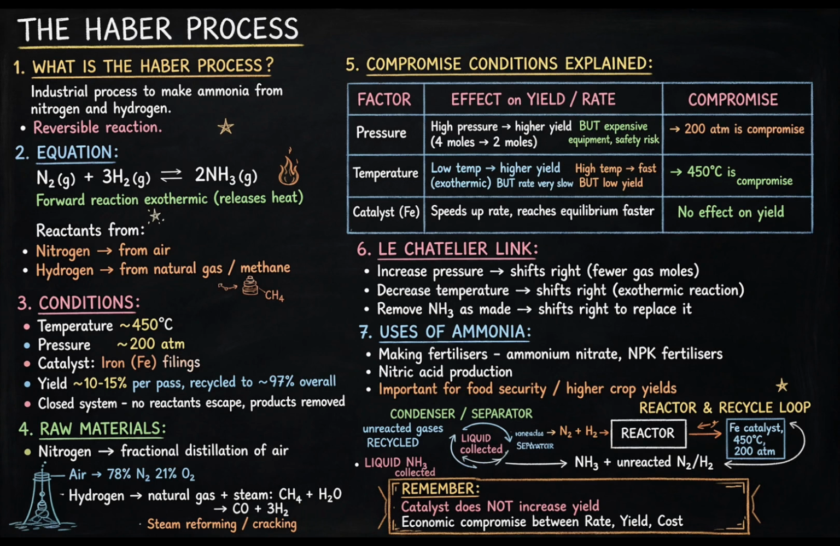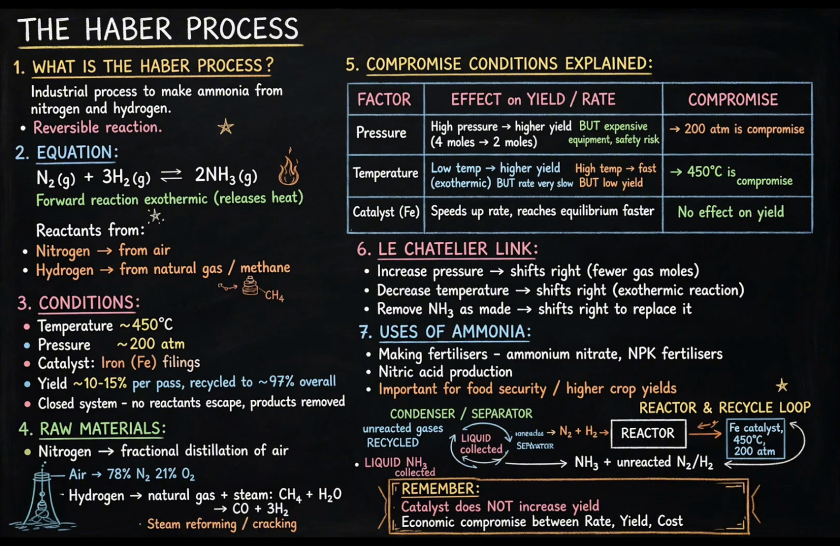Conditions: temperature around 450 degrees Celsius. Pressure around 200 atmospheres. Catalyst: iron filings. Yield about 10 to 15% per pass. Recycled to 97% overall. It's a closed system. Reactants recycled. Products removed. Raw materials: nitrogen from fractional distillation of air.